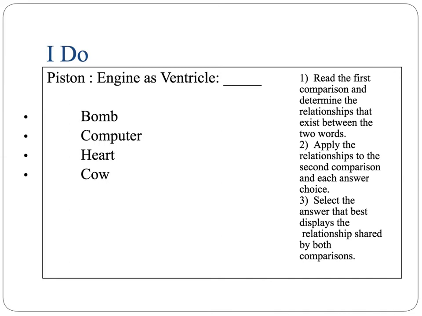Okay, so I'm going to model this one. Piston is to engine, as ventricle is to what? Okay, so I'm going to do RAMS. I've already read my question now, and I annotated. I circled the answer. And I know that the colon here means is to. So that's another annotation I can make. Now I'm going to mark through 2 wrong answers. So my answers are bomb, computer, heart, and cow.